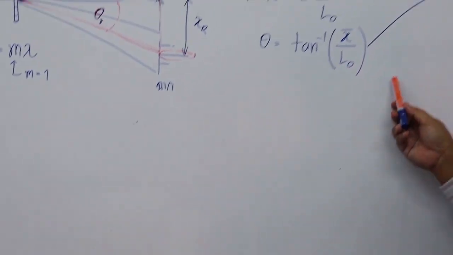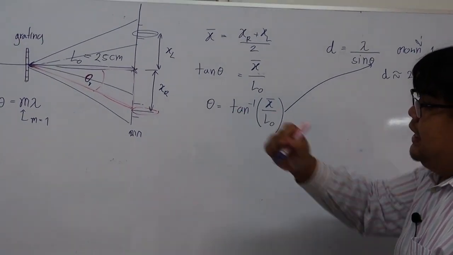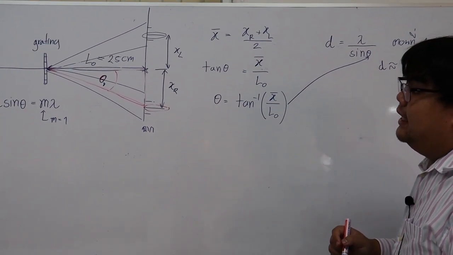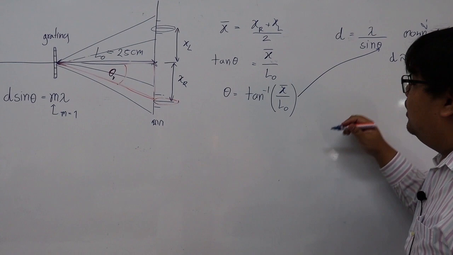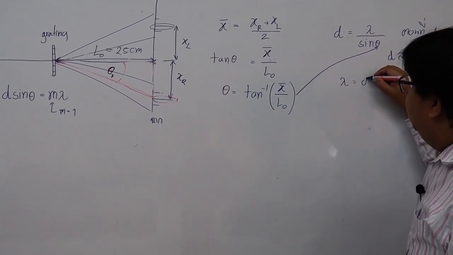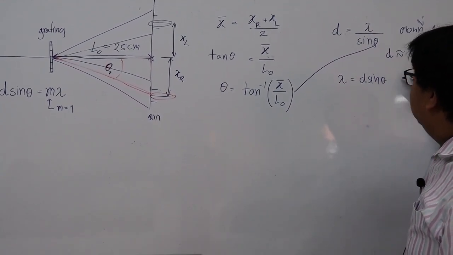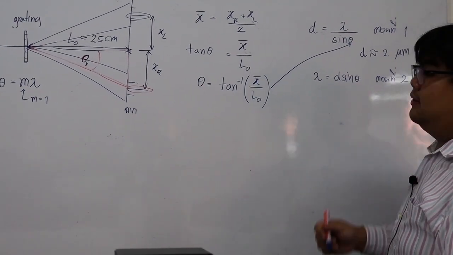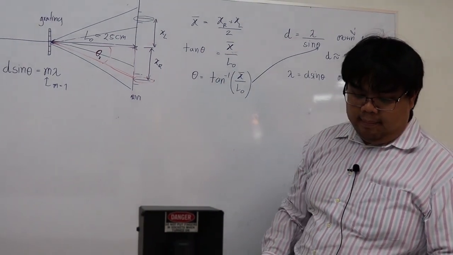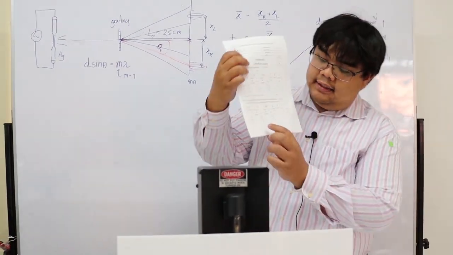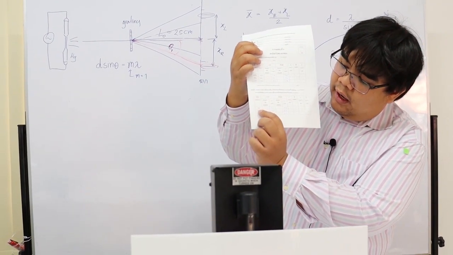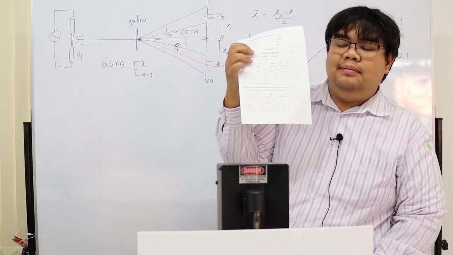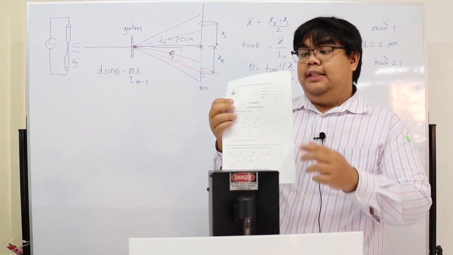Come back to the formula. You know that d sine theta equals m lambda. You know d, you know theta. So you can calculate lambda equals d sine theta. This is part 2 for table 2 in this experiment. So you know the lambda of the 3 spectrum lines. Okay, this is all of part 2.